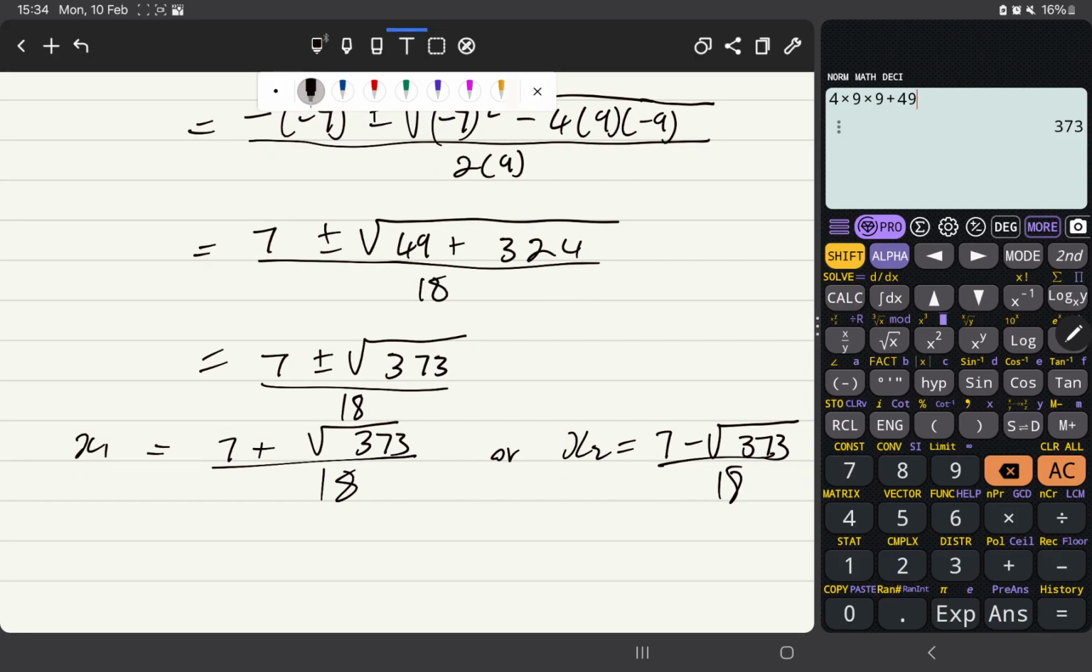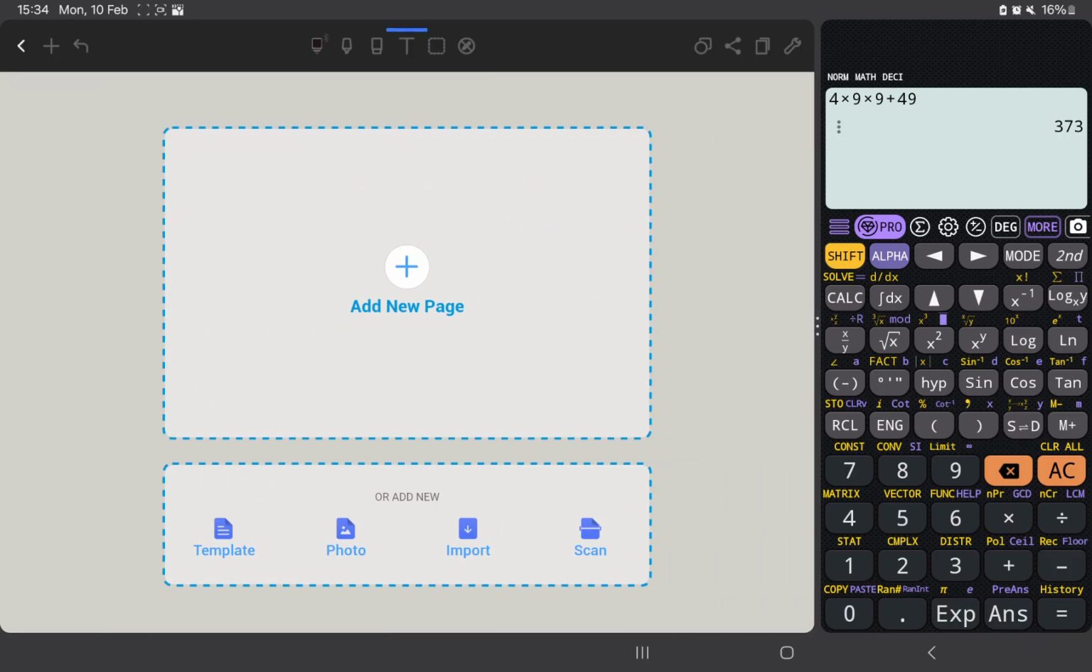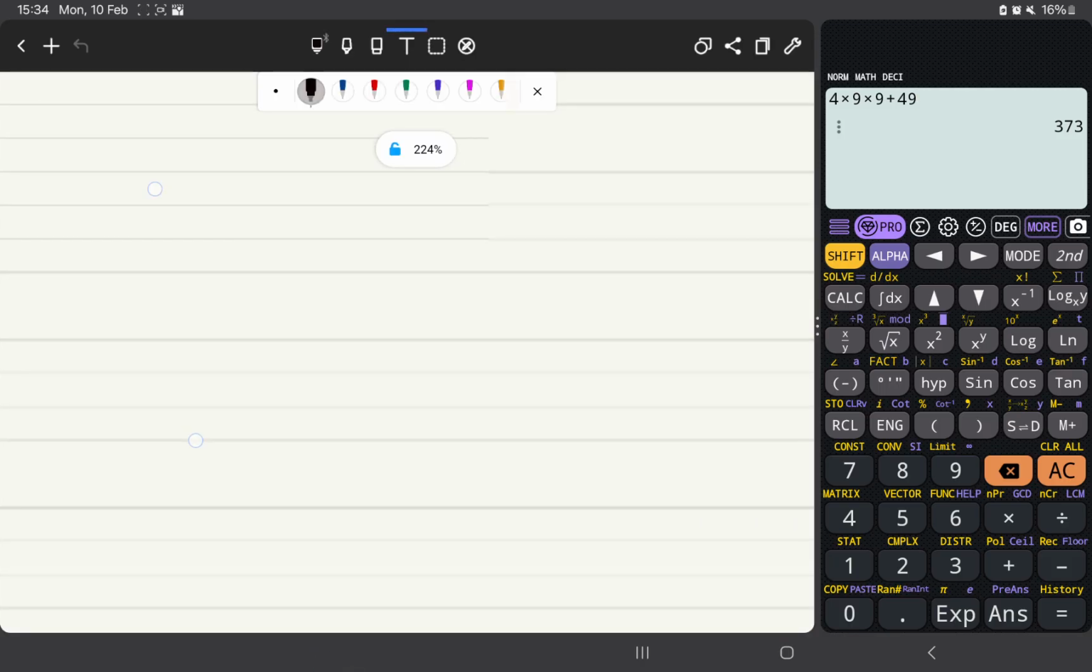Cool stuff. If you don't understand it, you might as well pause the video, go back and rewatch it again. And if you're good to go, let's solve the second problem.